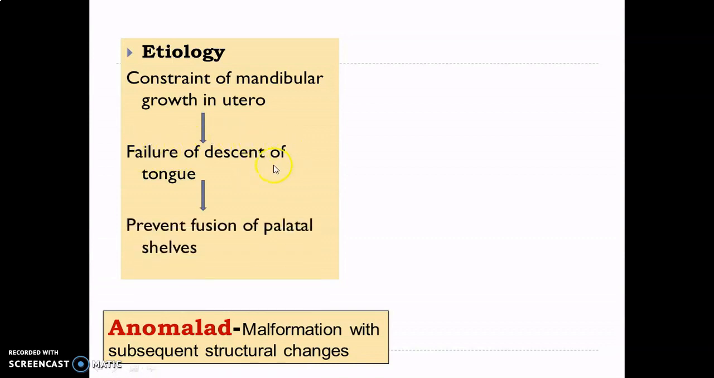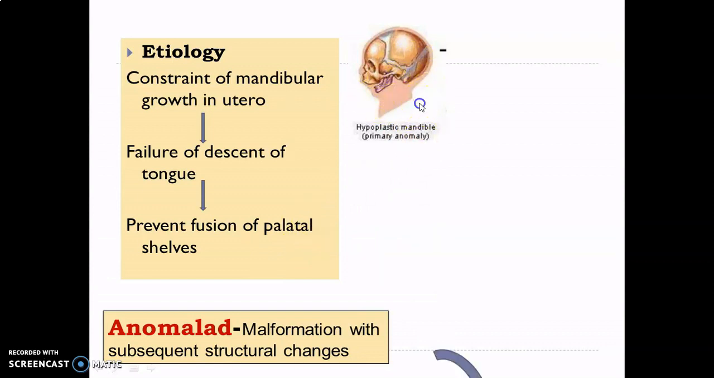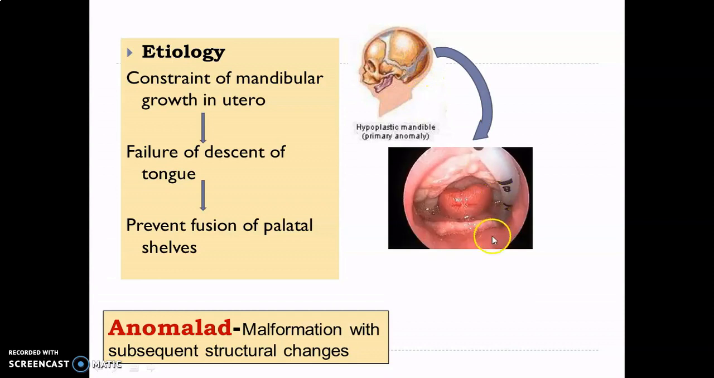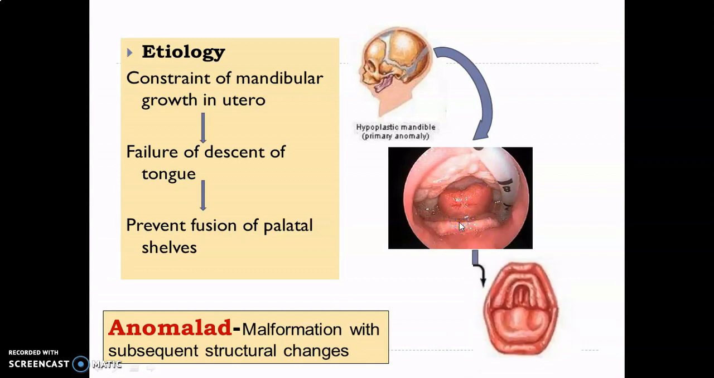So when there is failure of descent of the tongue into the floor of the mouth, it will automatically prevent the fusion of palatal shelves. As you can see in this image, a hypoplastic mandible, which is a primary anomaly, will result in failure of descent of the tongue, which will in turn result in clefting of the palate, or prevent the fusion of palatal shelves. So cleft palate is a secondary anomaly.